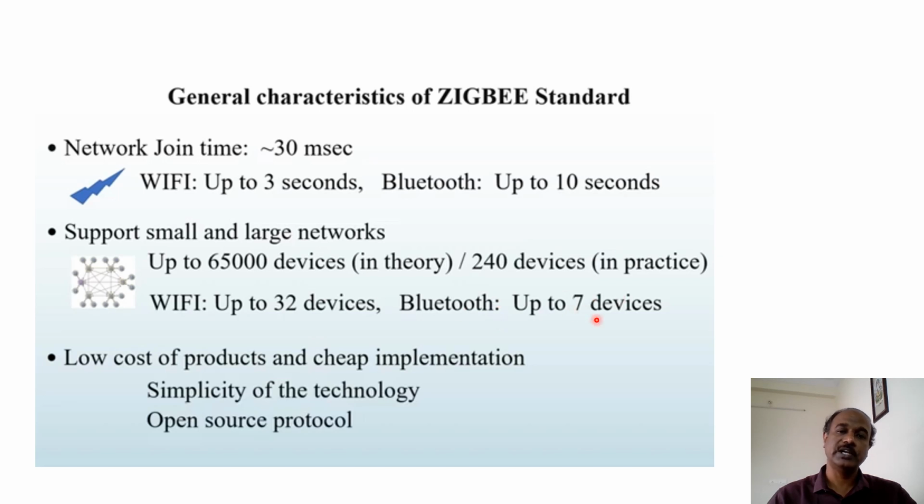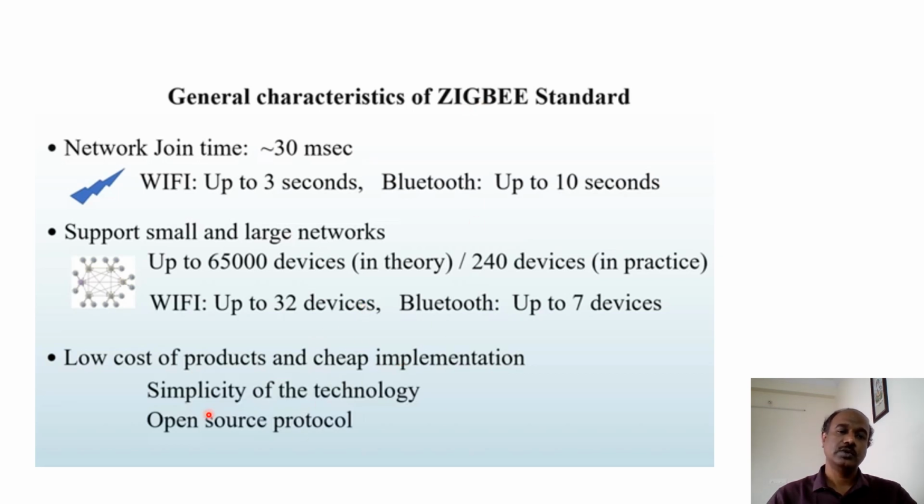Only up to 7 devices can exist in a Piconet. The Bluetooth network is called a Piconet. So in a Bluetooth network there can be a maximum of only 7 devices, and there can be only 32 devices in a Wi-Fi network. When you compare these two, in ZigBee it is very high, that is 240 devices can get connected in a ZigBee network. So this ZigBee can be used for low cost products, and it is very cheap for implementation. So it is a low powered, low cost communication technology.